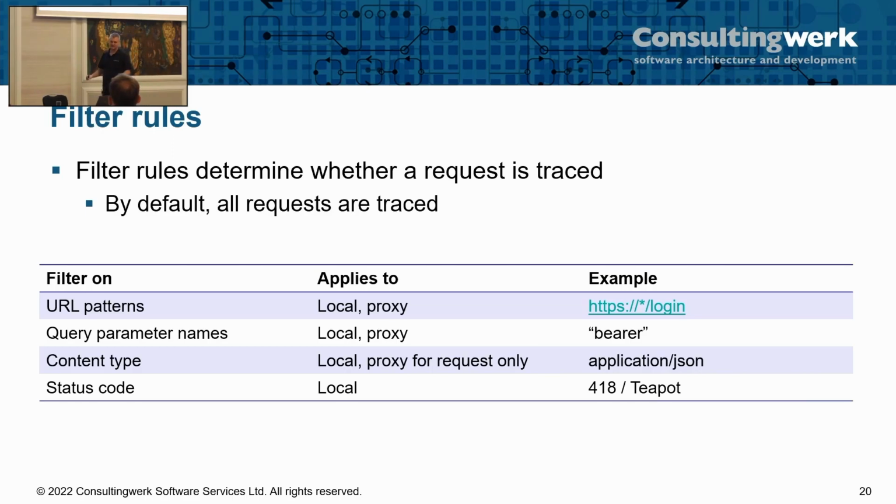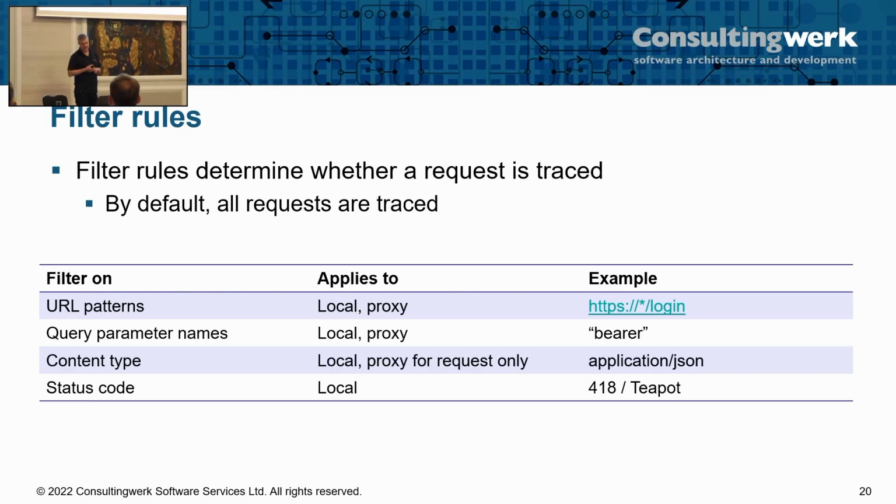If it's enabled and there's no filter rules, we just let it go through. There are four kinds. URL patterns, excuse me. So you can say, if the word authorize or login is in the URL, don't trace it because we expect there to be sensitive information in the body and we don't want that going out. Similarly, if you've got the word bearer in your query parameter, right? Sometimes some APIs want the token sent in the URL rather than in the body or rather than in a header. We don't want to do that.